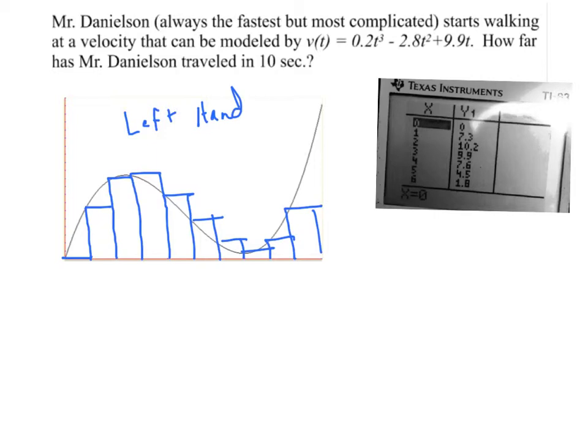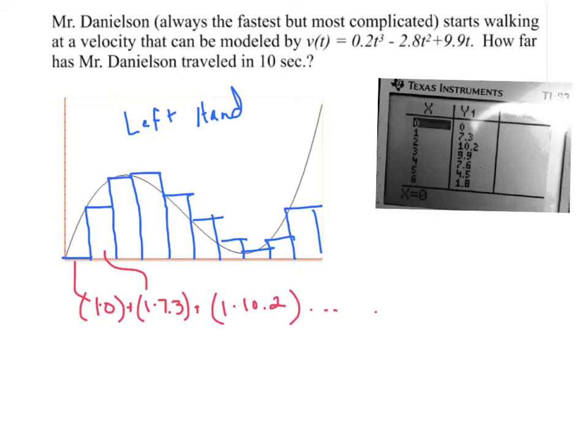But now, as we find the areas, of course this first one has a width of 1, but the height is 0. The next one has a width of 1 and a height of 7.3, because the left-hand side is setting our height. And again, we'll just add these up. Okay, and that would be our left-hand sum.